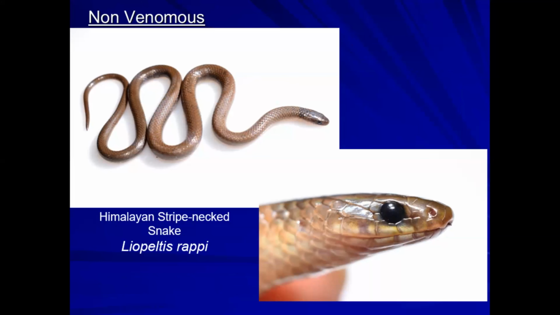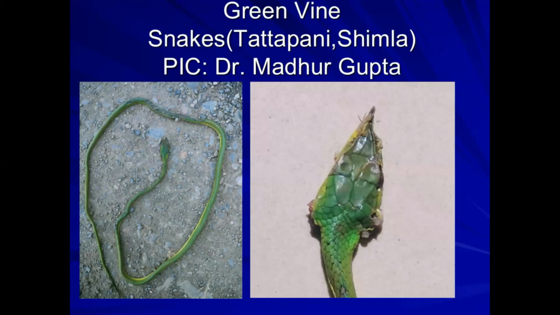Again, this is a new Himalayan strip-necked snake identified after 100 years in Himachal Pradesh. Next. This again is a species found in the south. This wine snake has been found in Tattapani. So this is again a new discovery that we need to develop further.